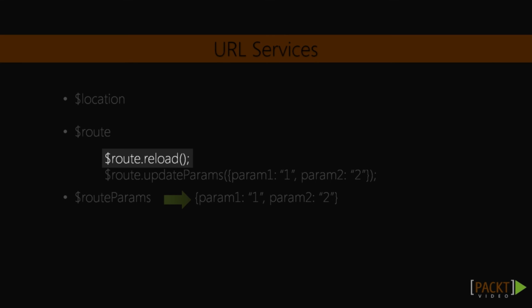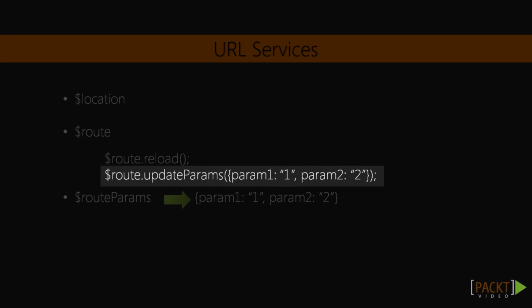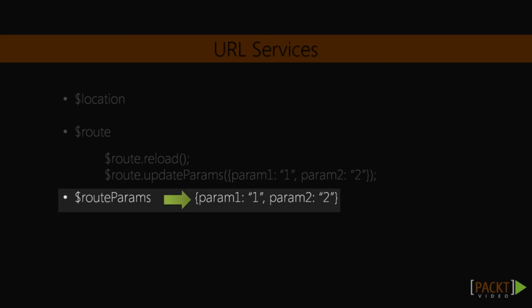The reload method basically reloads the current view without the need of a change in the location. Of course, the page is never actually reloaded by the browser, so this method can be handy when you need a soft reload. The updateParams method is used to replace the URL parameters with those provided in the input hash. In addition to the route service, we have the $routeParams service. That one simply returns a hash containing the URL parameters and their respective values.